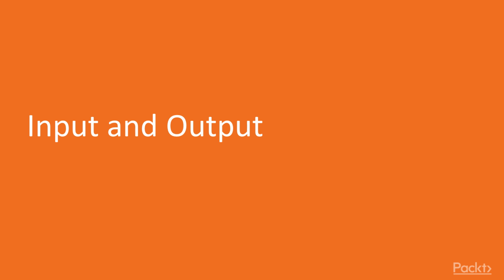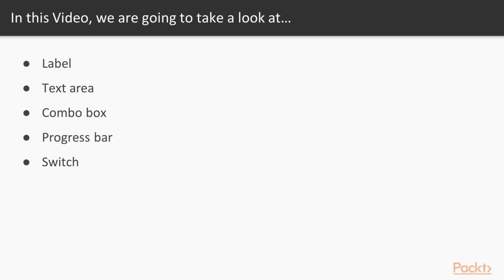Input and output. We will get to play with all kinds of widgets, or called controls, that the Qt Quick Controls tool provides. In the following demo, we will try text area, combo box, and switch for input. As for output, label and the progress bar will be demonstrated.